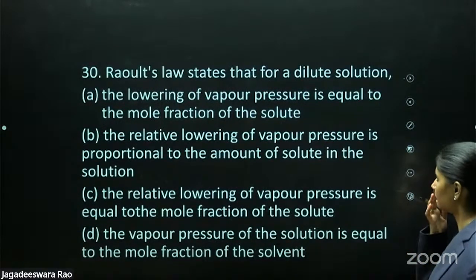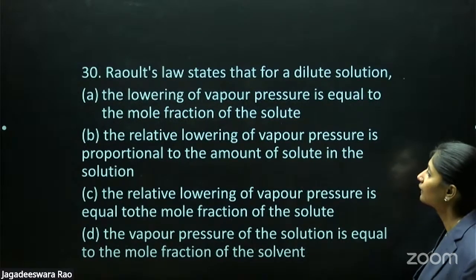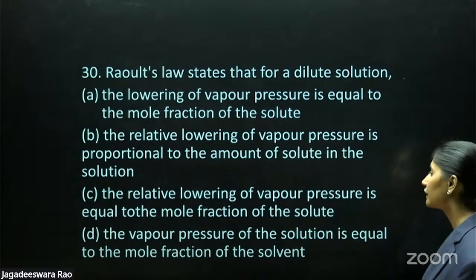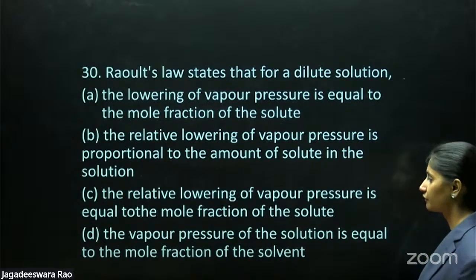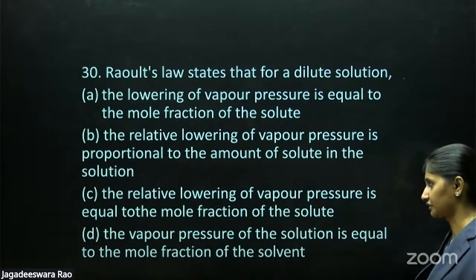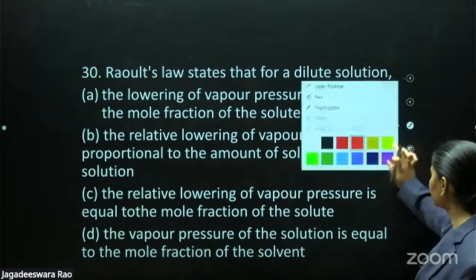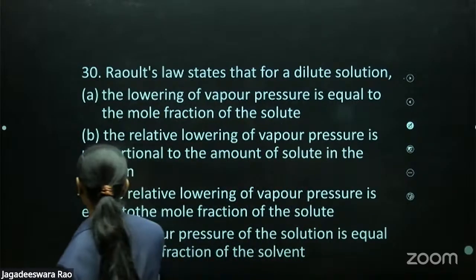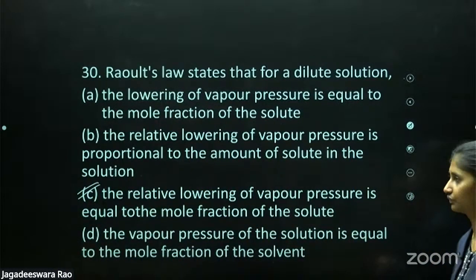Okay. Then they are also asking, Raoult's law states that for the dilute solution, the lowering of vapor pressure is equal to the mole fraction. The relative lowering of vapor pressure is equal to the mole fraction of the solute present in the solution. Okay, the option, obviously you know, it's the third one. Why? The relative lowering of vapor pressure is directly proportional to the mole fraction of the solute.